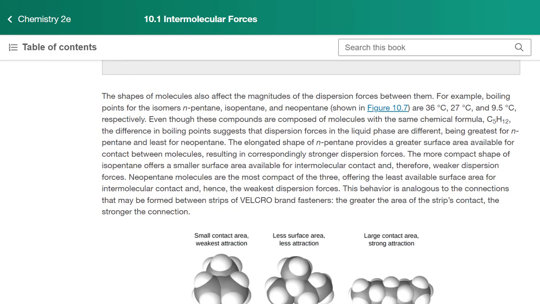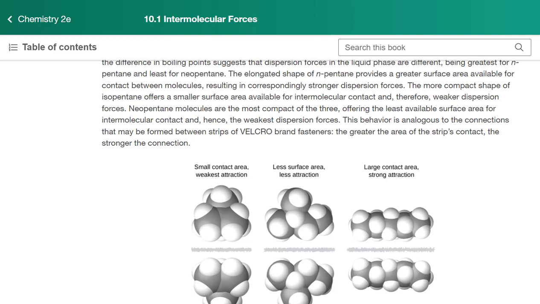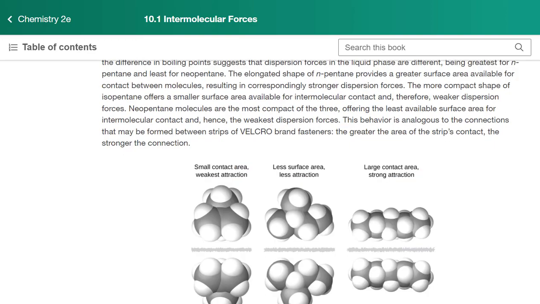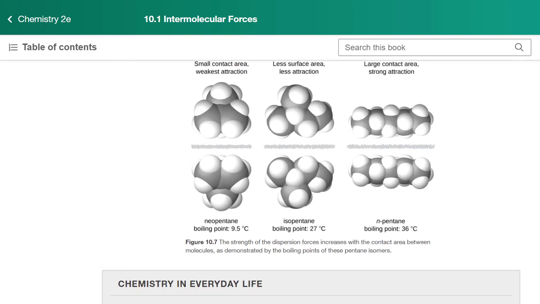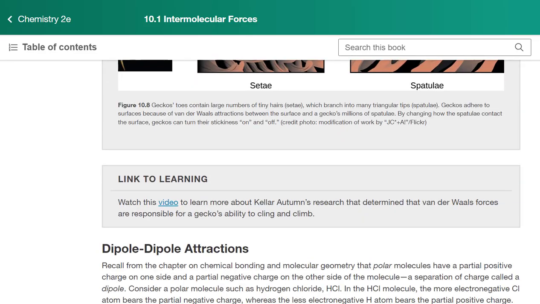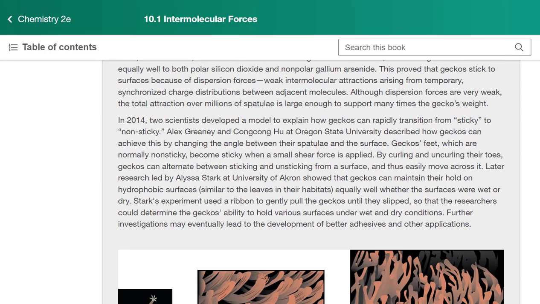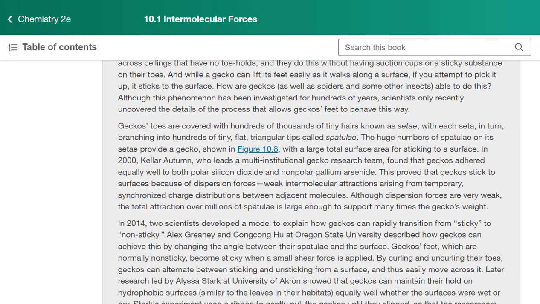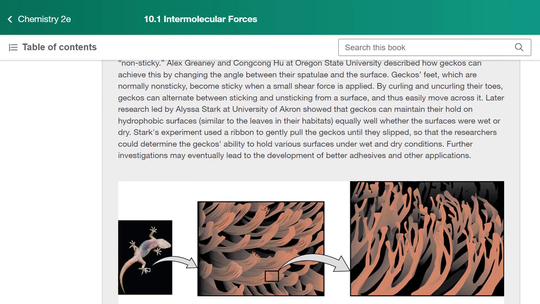Okay, this next section we can kind of skip over. This is getting into a little bit more detail on, well, what other things might make them stick together. So the shape of something might matter. I'm not going to care that you remember that aspect. But there is an interesting kind of application here of that related to geckos and their feet.